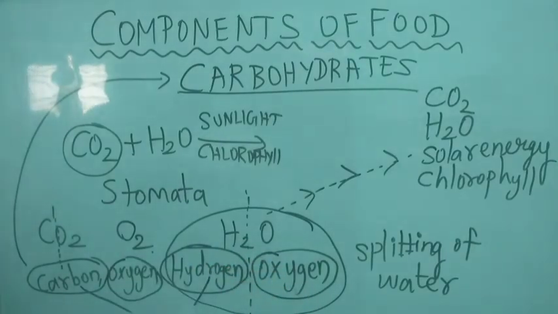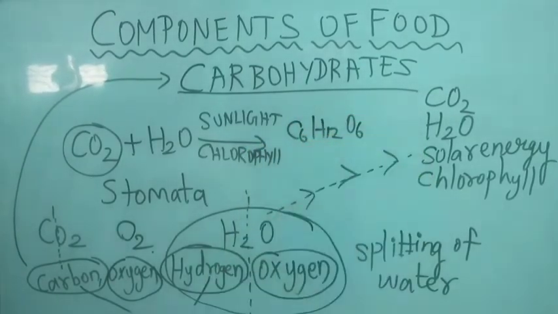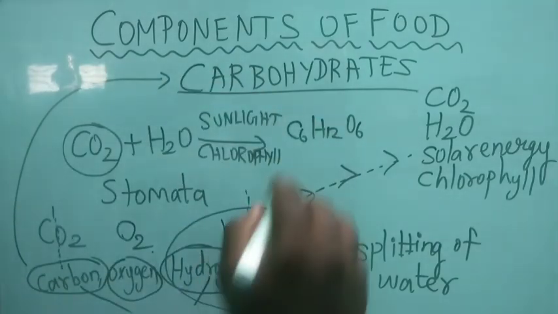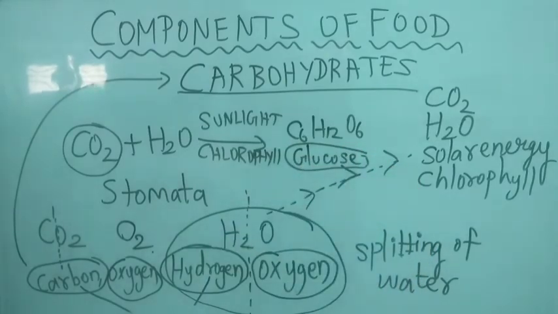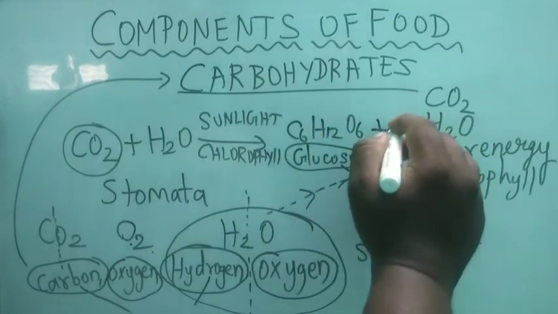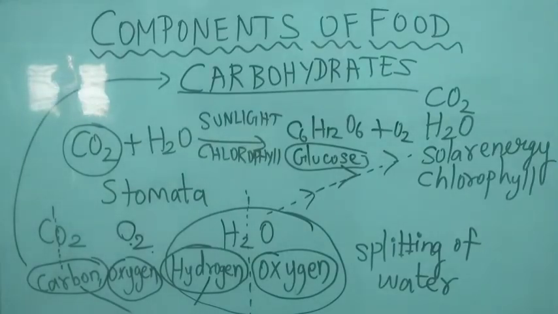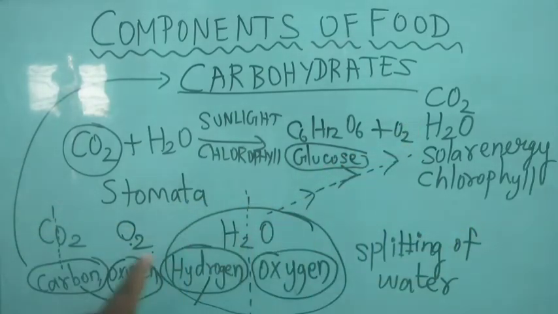So now the product that comes out is C6H12O6, which is nothing but the carbohydrate, glucose. Glucose is one type of carbohydrate. So this is the product coming out, the carbohydrate, in the form of glucose. And the byproduct is the remaining oxygen. This oxygen comes out of the plants through the stomata of the leaf.